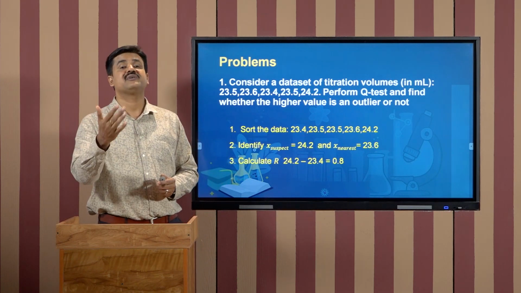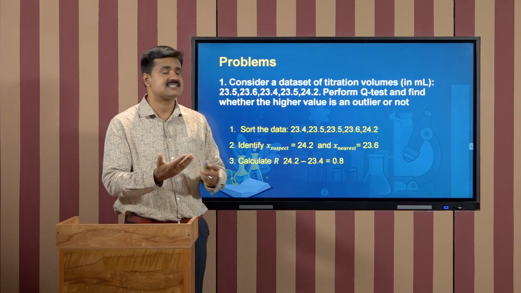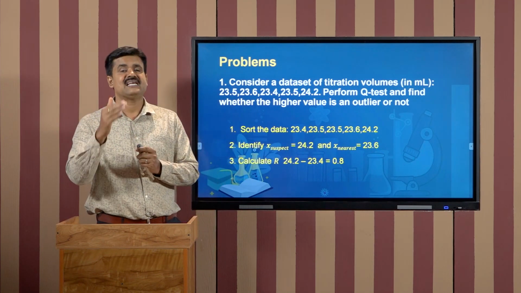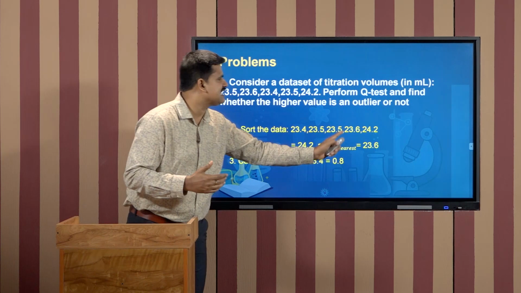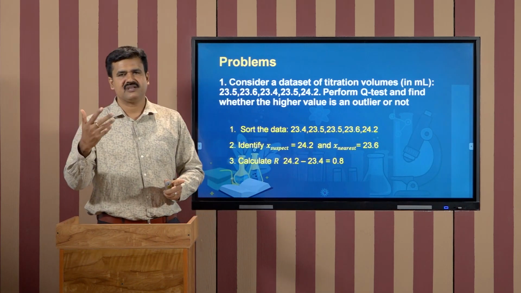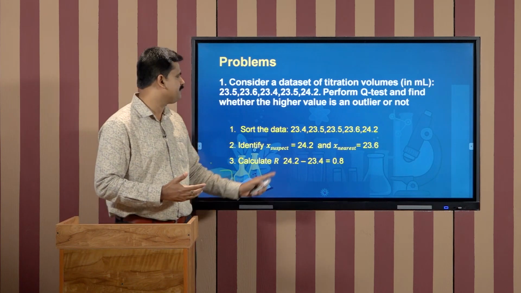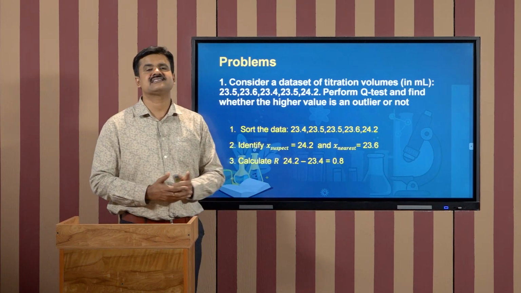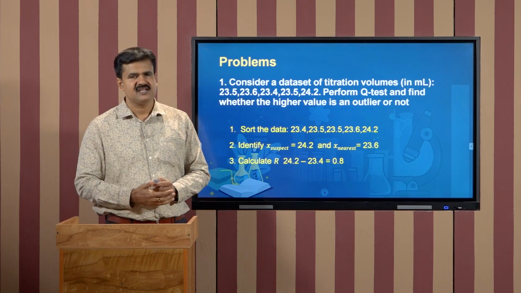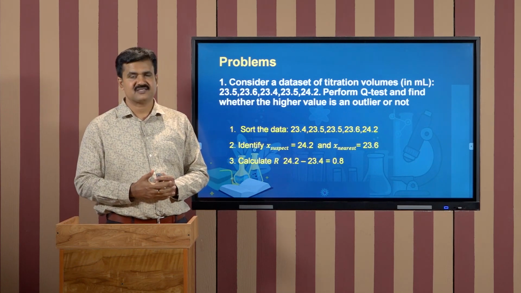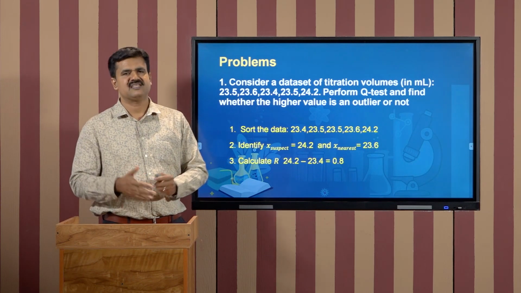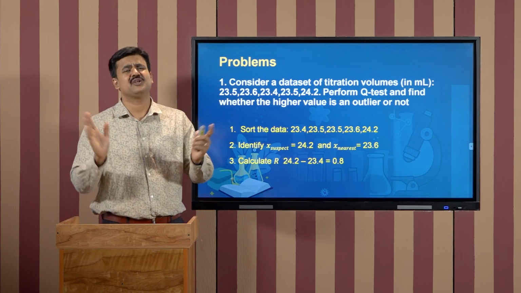Then you have to find out X nearest. What is X nearest? X nearest is the value which is very close to X suspect. So, X nearest is 23.6 which is very close to 24.2. So, you fixed X suspect and X nearest. Now, we have to calculate the range. The range can be calculated by using the expression X maximum minus X minimum, that is the difference between the highest value and the lowest value.